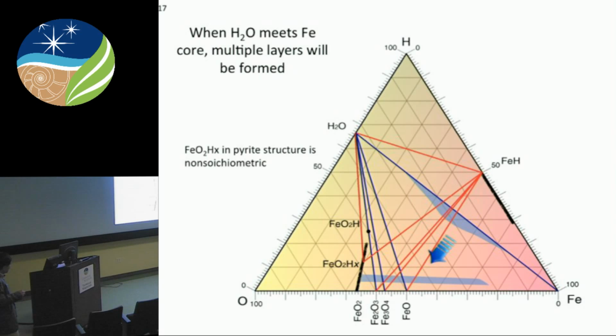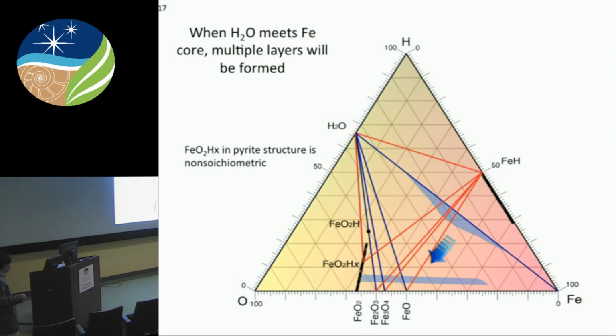Those are valid tie lines we just proved. Now, before, you have water plus Fe2O3 at low pressure, but at high pressure it became hydrogen plus FeO2. So at least when water touches this, it will become hydrogen plus FeO2. And this looks more complicated.